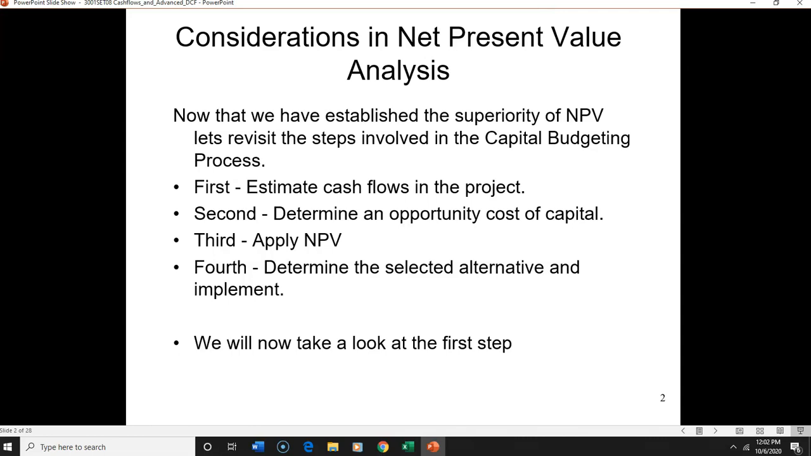Second step, determine the opportunity cost of capital. We're going to look at how we would come up with that. So far, we've been given the opportunity cost of capital. Later in the class, we'll spend more time talking about where it comes from and ways to determine it. Third step is to apply those techniques that we talked about in Chapter 8. I'm listing NPV here, but it could easily be IRR or profitability index, maybe all three on a project. And the last one is, okay, now determine the selected alternative and implement it in your company.